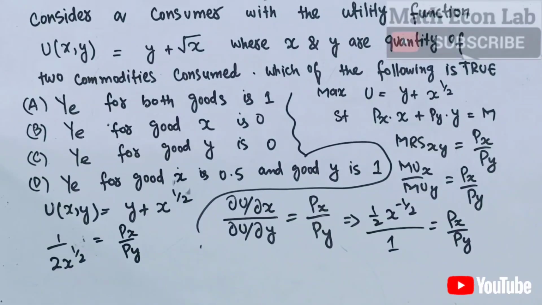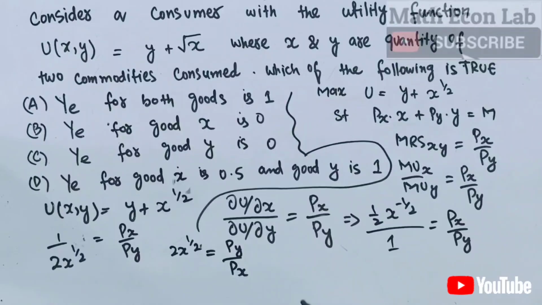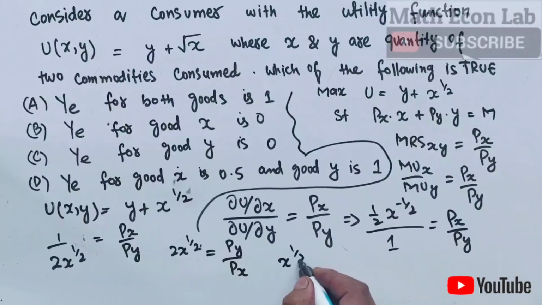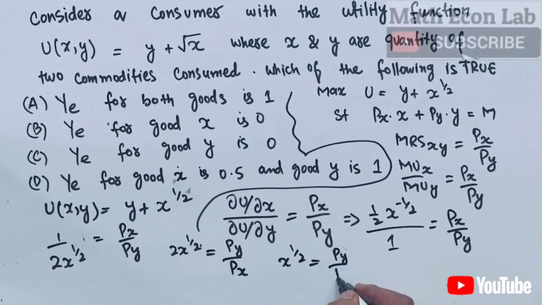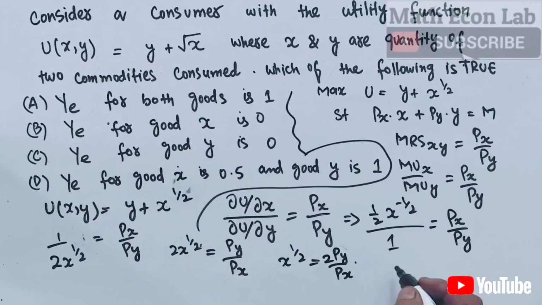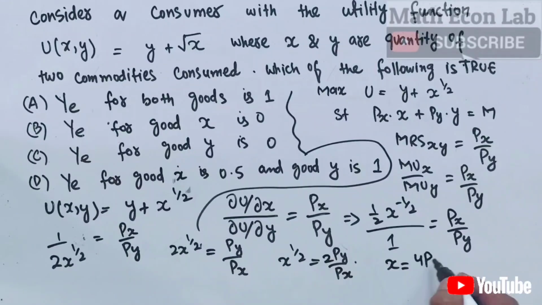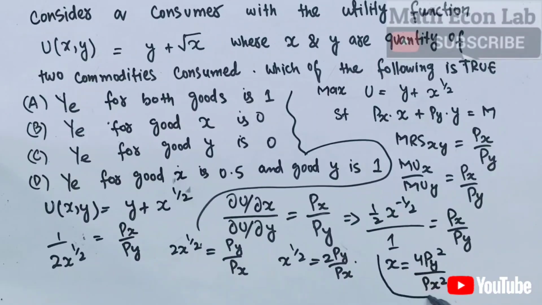Okay, solve for x. So can we write it like this: 2x raised power 1 upon 2 is equal to py upon px, or x raised power 1 upon 2 is equal to py upon px times 2, or let's write it here twice, or x will be equal to transpose under root, it becomes square, so we get 4 py square divided by px square. This is the demand function for good x here.